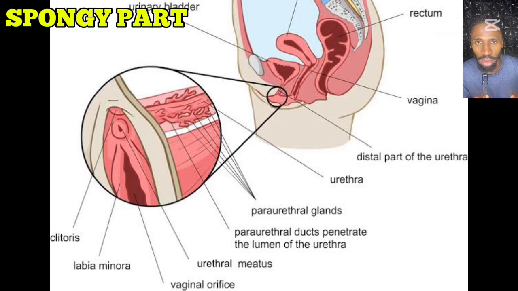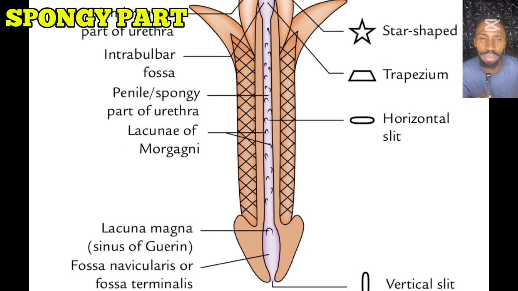So don't forget it. We have talked about the spongy urethra being 15 centimeter long, traversing the corpus spongiosum, and it has little glands called the lateral glands opening in the lacunae or recesses, especially in the superior wall, called the lacuna magna. So you have 2 fossae.